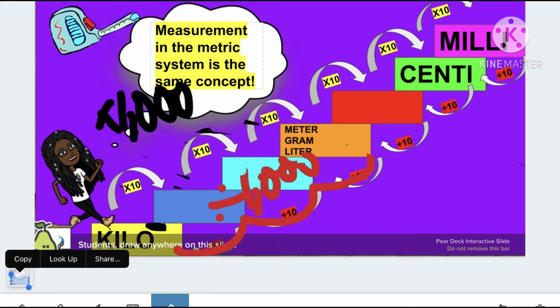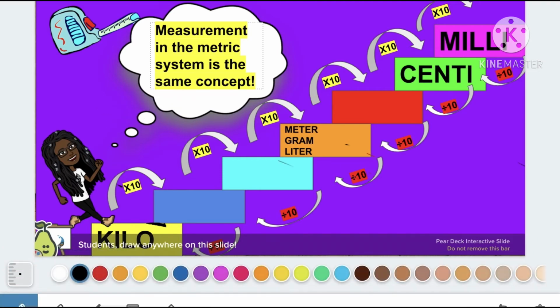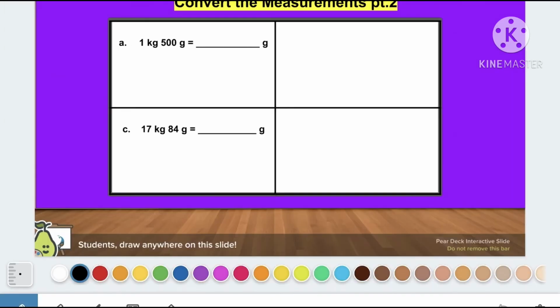So let's think for a second. Can someone remind me? How many steps would I have to take in order to get from kilograms to grams? Yeah, 3 steps. 1, 2, 3. And we know that those 3 steps, each time I'm multiplying by 10. So I'm multiplying by 1,000 to get from kilograms all the way to grams. Let's keep that in mind as we're working.